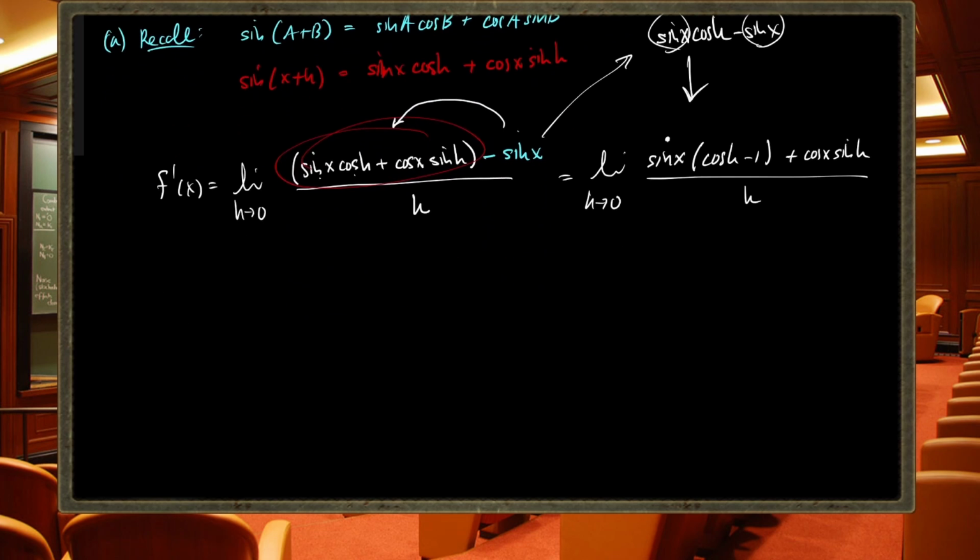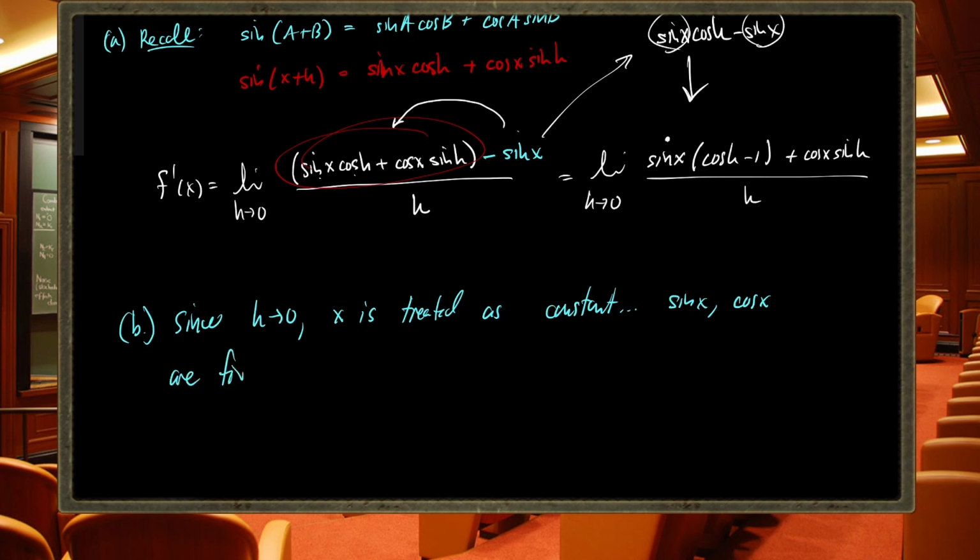So what we can use is the fact for part b. Since h is going to 0 and x, treat it as constant, that means that sine x and cos x are fixed for the moment.